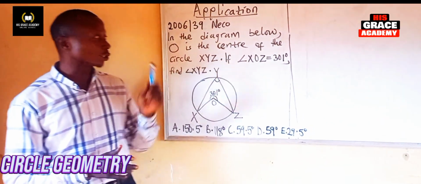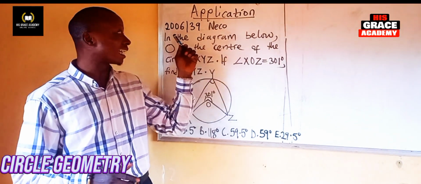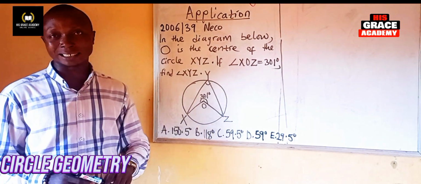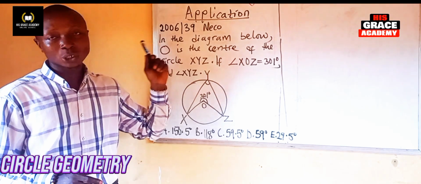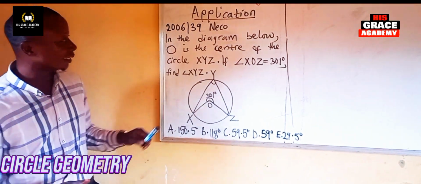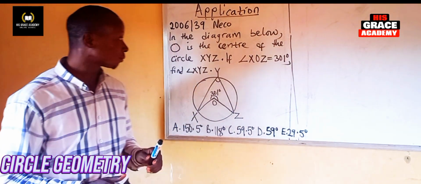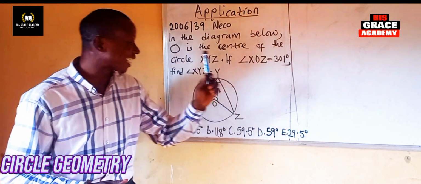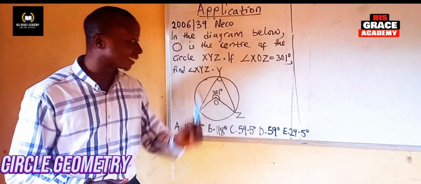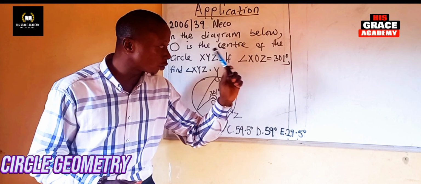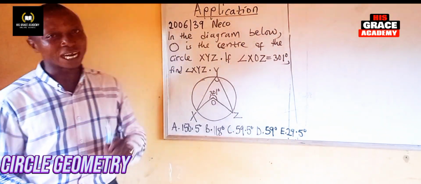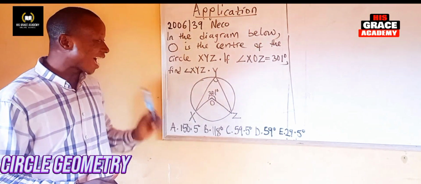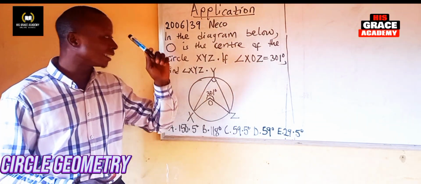Now look at this question. This is NECO 2006, question number 39. In the diagram below, O is the center of the circle XYZ. If angle SOZ is equal to 301 degrees, find angle XYZ.